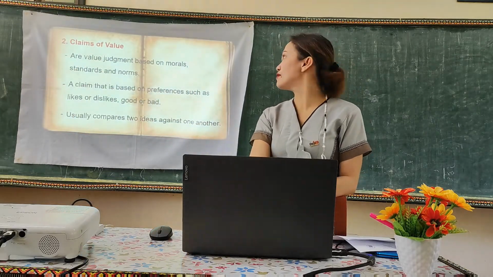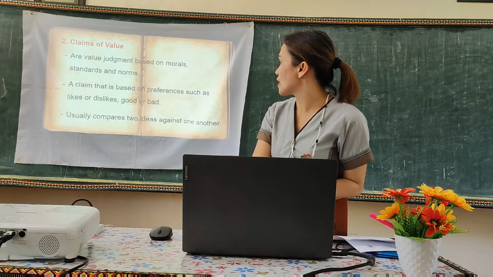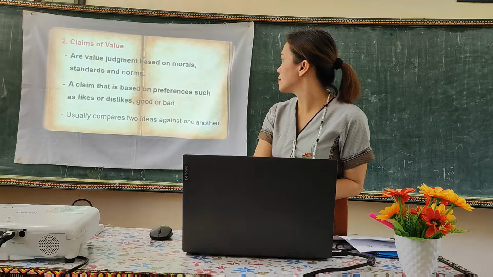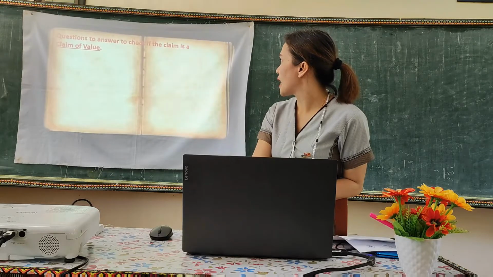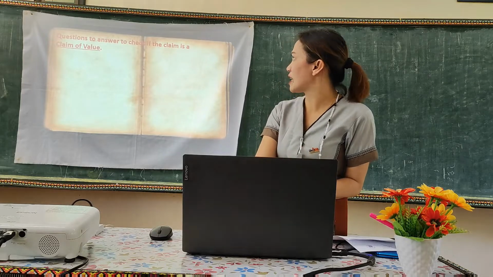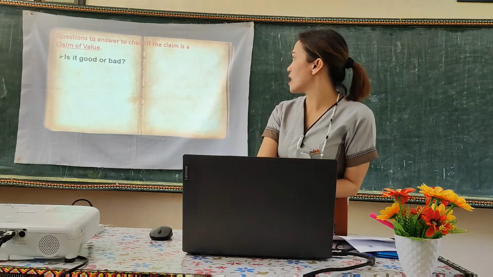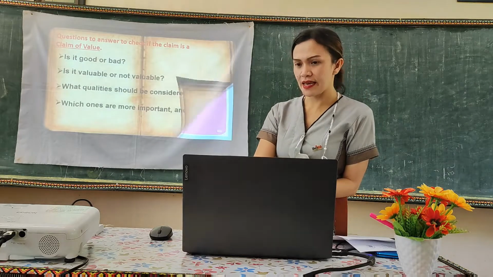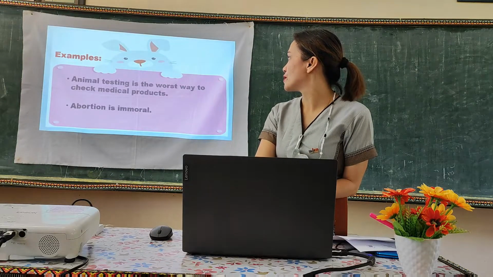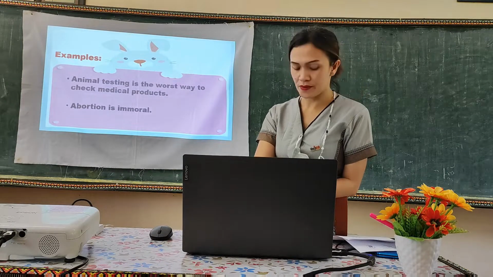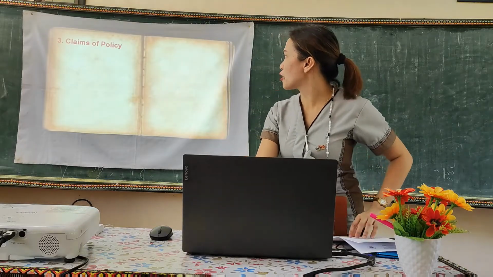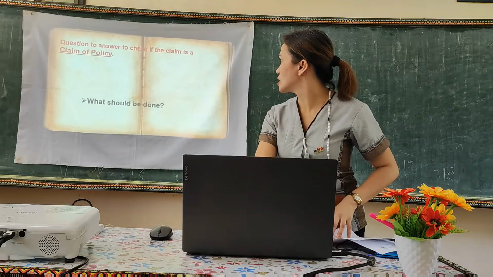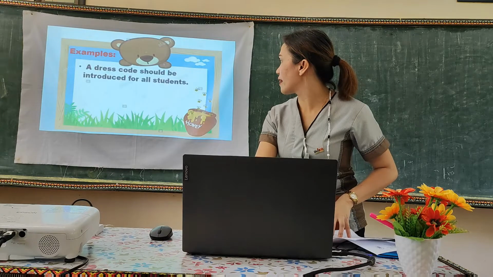Next is a claim of value. So the definition, and then another set of questions to answer to check if the claim is a claim of value. So these are the questions, and then examples. Then the claim of policy: the definition and then an example.